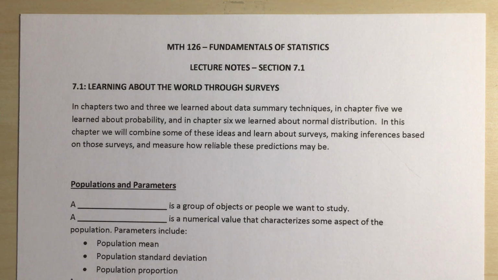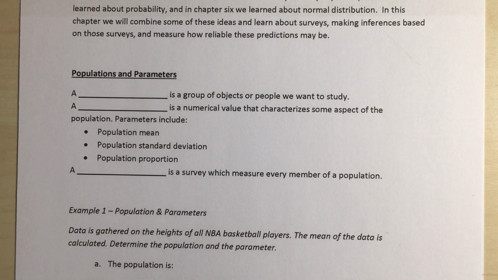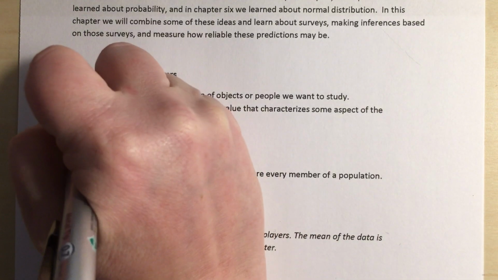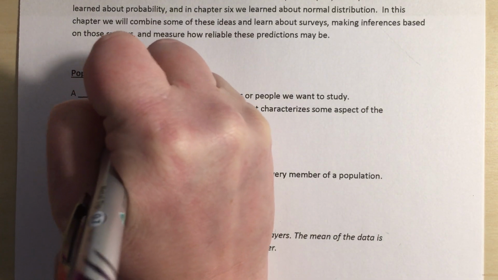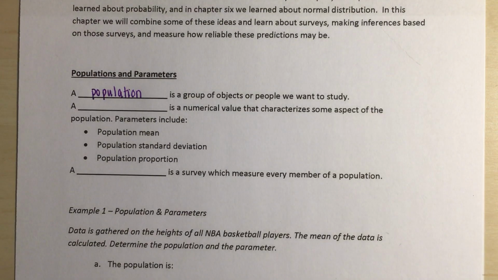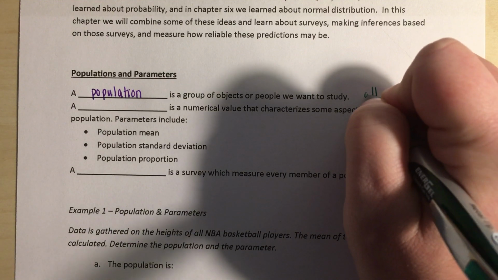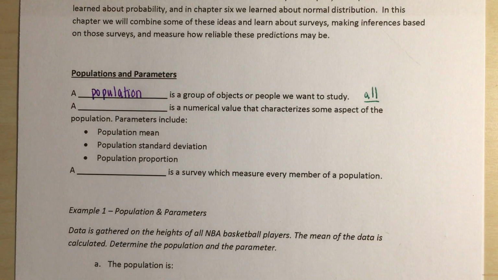All right, so our first definition here should hopefully look familiar. Our first definition is that of a population. A population is a group of objects or people that we want to study. When we're thinking about the word population, the key word that we want to think about is all. Right? So it is all of the people in a particular group. It is a larger group that we are drawing from. So that's going to be our population.